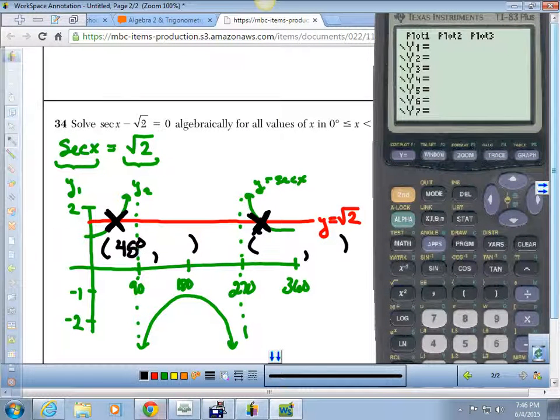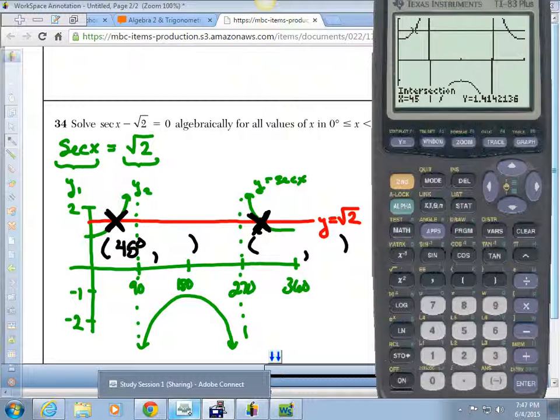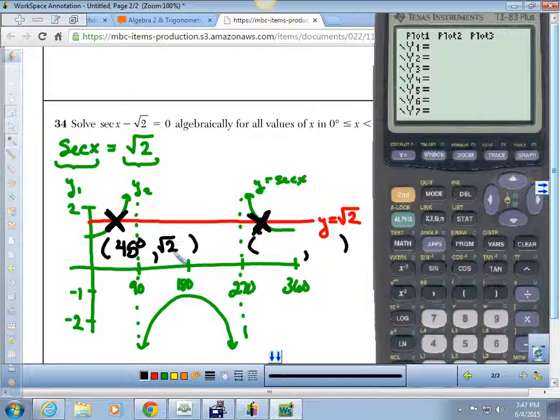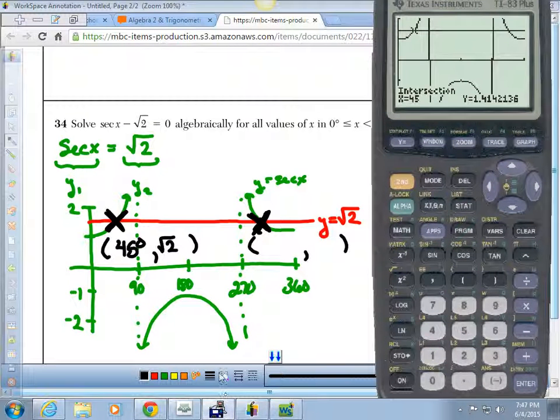And it tells me that they intersect when x equals what? 45 degrees. And folks, that 1.414236 is just my y value of what? Radical 2. So they intersect at 45 degrees. They're both equal to radical 2. And then I'm going to do that same process all over again.